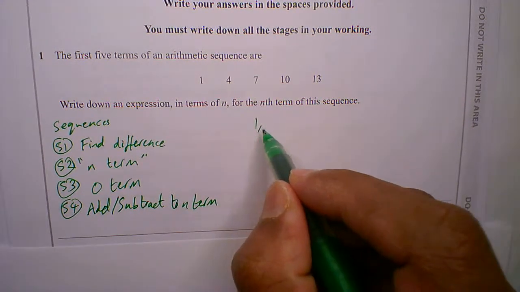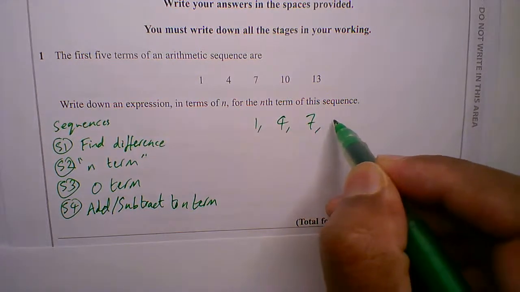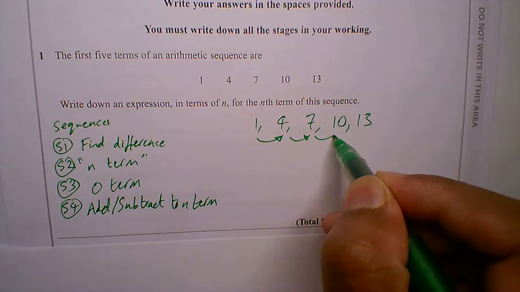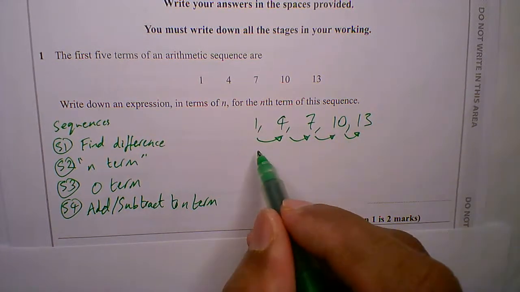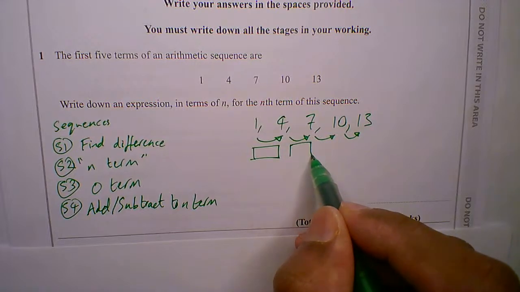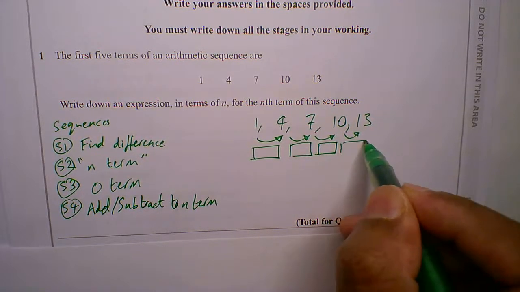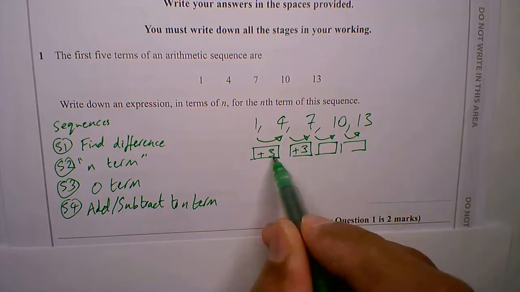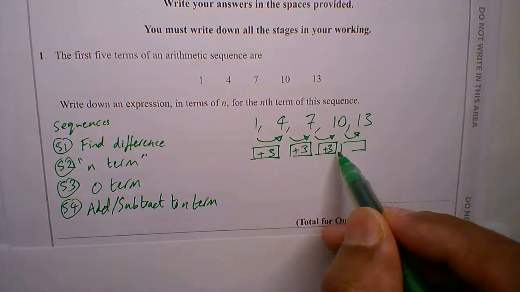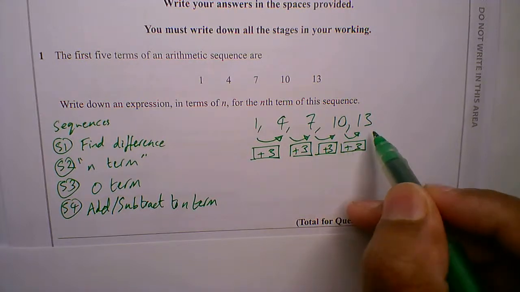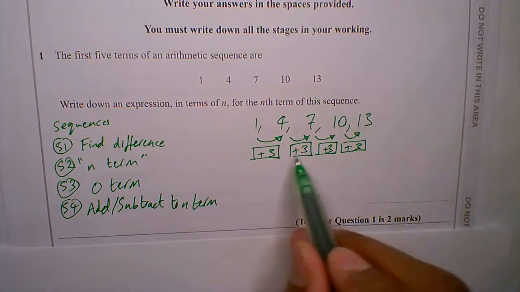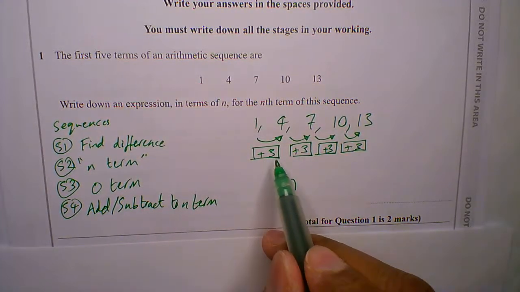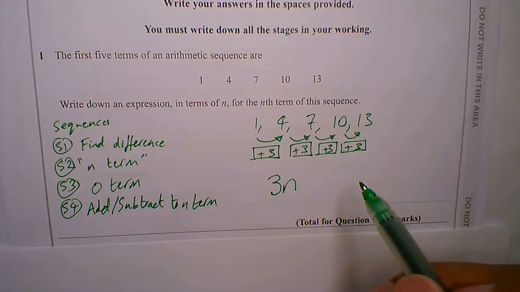So we've got 1, 4, 7, 10, 13. I'm just rewriting this. What am I doing to go from one term to another? That's my step 1. You can see I am adding 3. 1 plus 3 gives me 4. 4 plus 3 gives me 7. And you can see the pattern here. 7 plus 3 is 10. 10 plus 3 is 13. So because this is 3, my step 2, my nth term, I'm going to make this 3n. So that's my step 2.